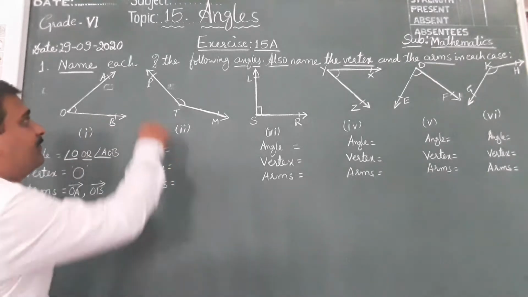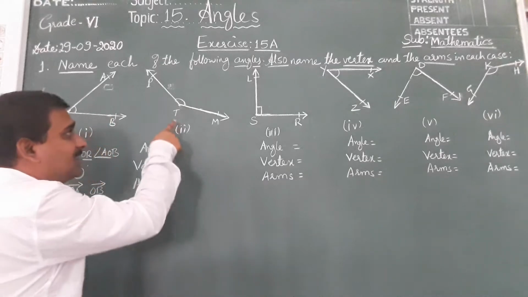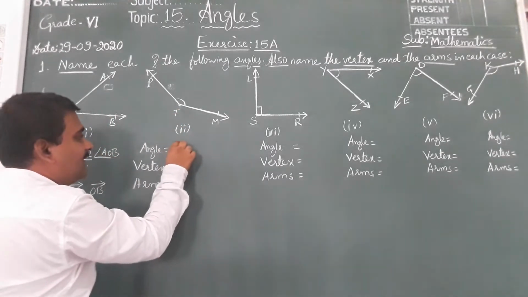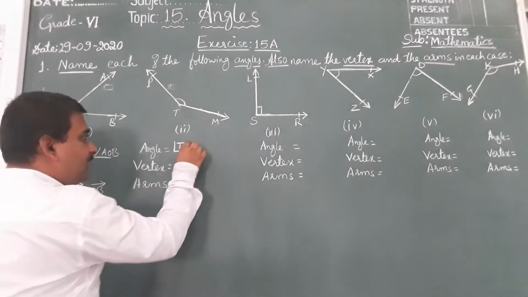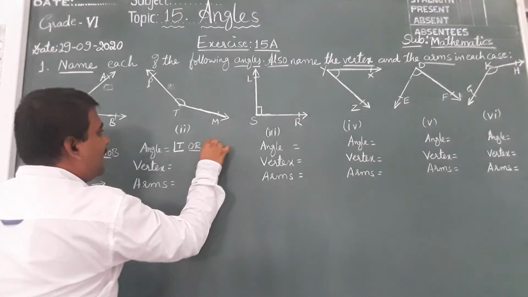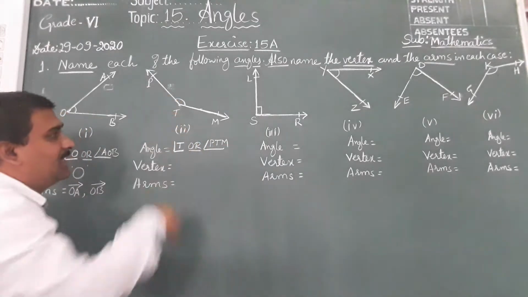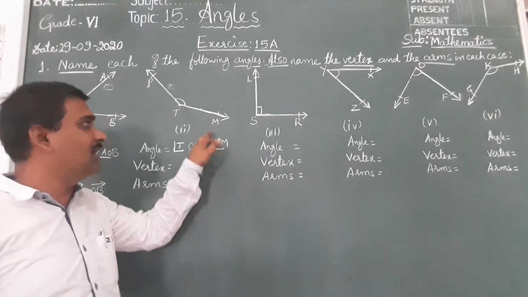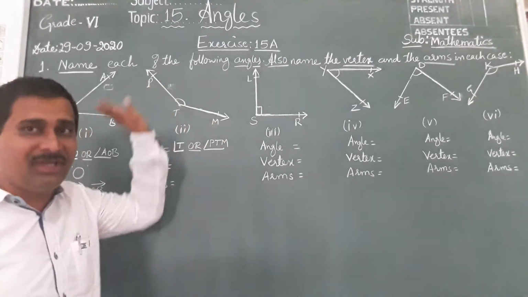Second angle, PTM. Where is the angle created? Angle is created at T, means it is angle T. Angle T. Or you can say this as angle PTM. T should be the center. Where the angle is formed, that should be the center. One more time you can write MTP, angle MTP, right?